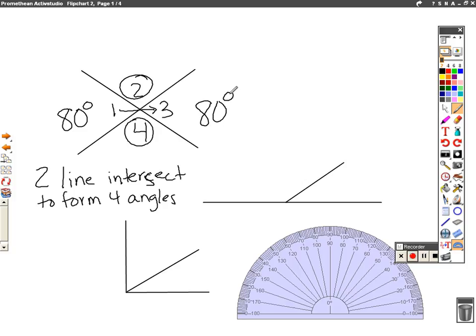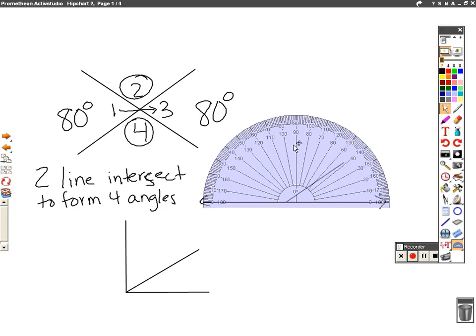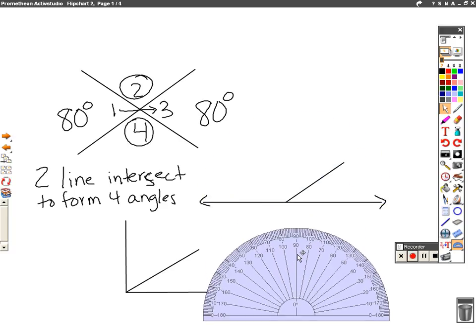Let's move on to supplementary. Supplementary are two angles that form a straight angle. There's my straight angle. And I call my straight angle my protractor angle because it's the distance of a protractor. And how many degrees are on a protractor? 180 degrees. That means from here to here has to be 180 degrees.